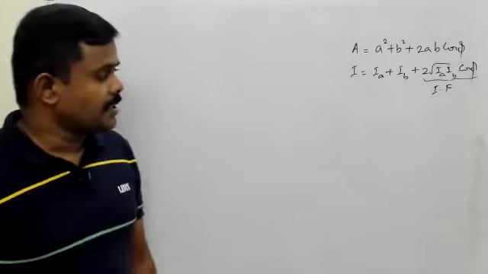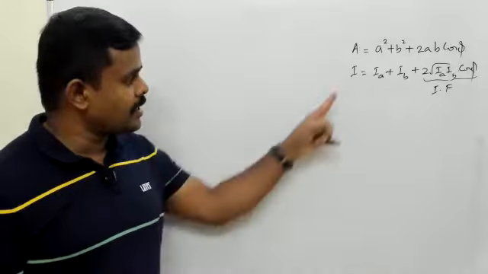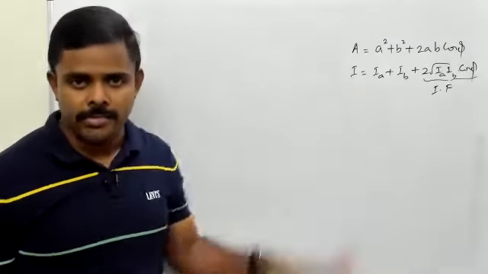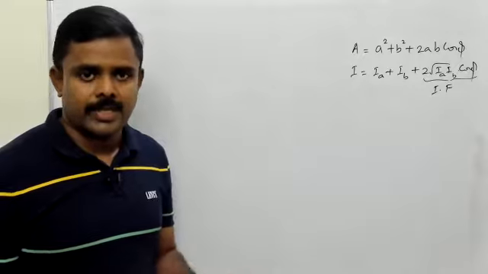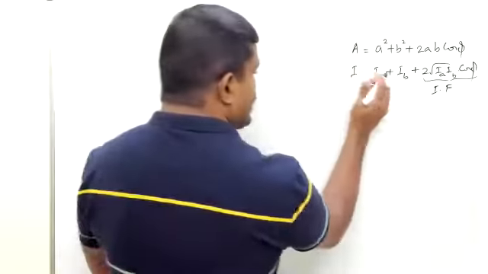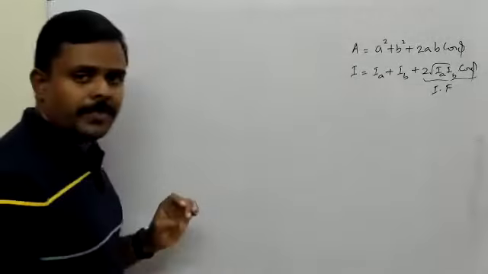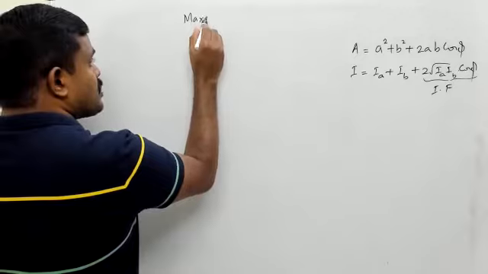So let us see the conditions here. I'm going to find the conditions for maximum intensity and minimum intensity. Why are they needed? I'll answer that question later on. Okay. So what we're going to do is we will find the conditions for maximum and minimum. So let us see this maximum first.